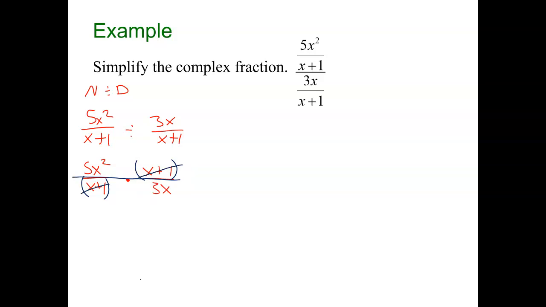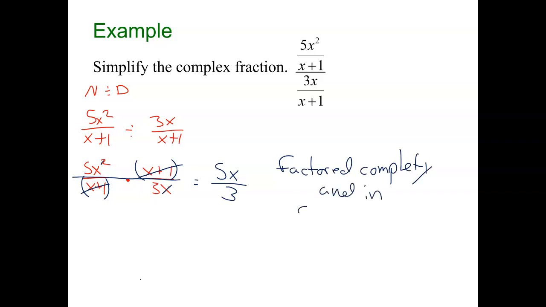I can get rid of an x, because I have x squared in the numerator and I have x in the denominator. Leaving me with 5x over 3. That's it. Factored completely and in simplest terms.